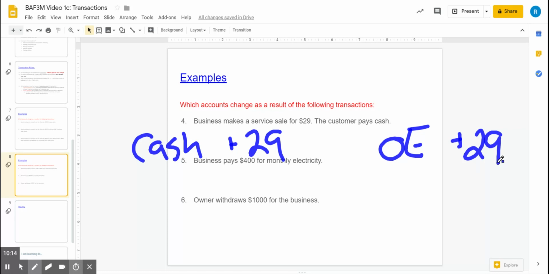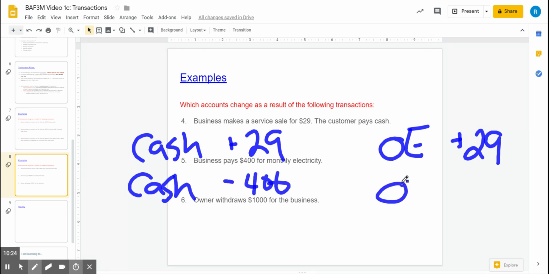Number 5, the business pays $400 for monthly electricity. So in the number 5 transaction, what happens? Well, our cash goes down by 400 here. And monthly electricity, well, here we'd say our owner's equity will go down by $400. Later, we'll call this an expense. More specifically, we'll call our expense account $400. And same thing for number 4. Rather than this service call simply adding 29 to owner's equity, later in the course when we learn more, we'll simply say revenue of $29.